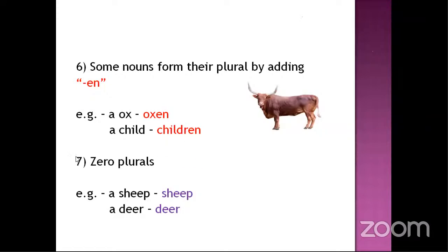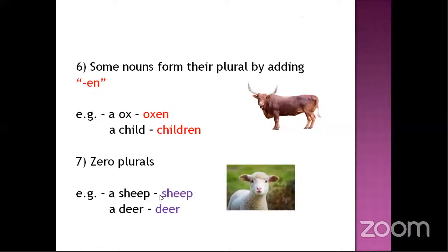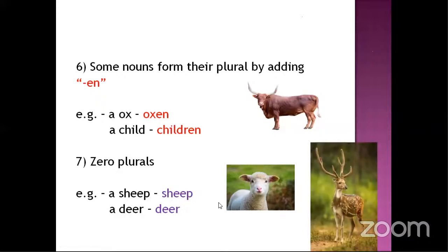Okay, the 7th rule, zero plurals. Zero plurals, that means they don't have any plural form. First one, sheep. Here is a sheep. The plural word is sheep. The same noun is used. Sheep, sheep. Next one, a deer. Deer. D-double-E-R, deer. Okay, good.